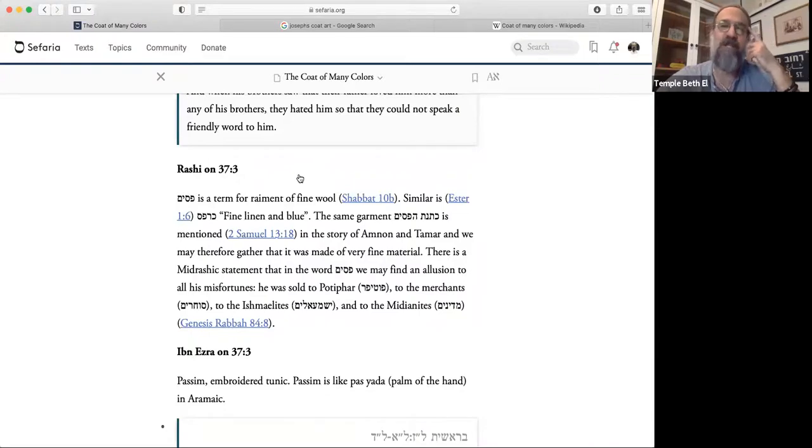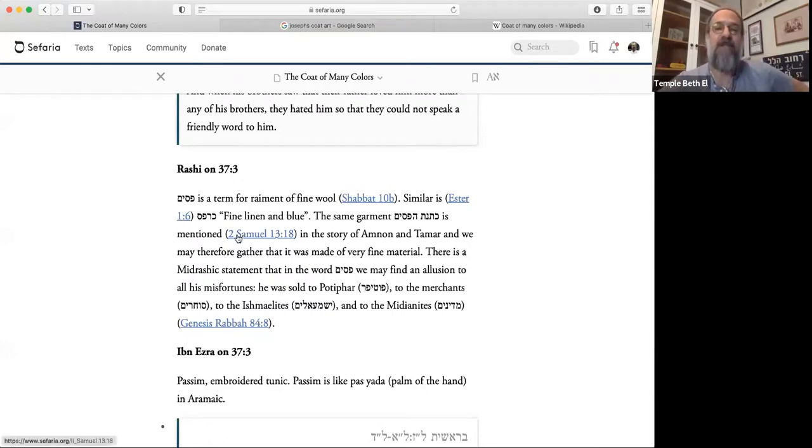What's bothering Rashi? Pasim. Pasim is a term for raiment, that's just clothing, of fine wool. And he's quoting from the Talmud, a previous understanding. The Talmud in Masechet Shabbat says that. And he says it's similar to this line in the very first chapter of Esther, where they describe the party that King Achashverosh throws, and how everything was gold and silver, and everybody was dolled up in their finest. Chur, karpas, utechelet. And karpas there is understood to mean fine linen.